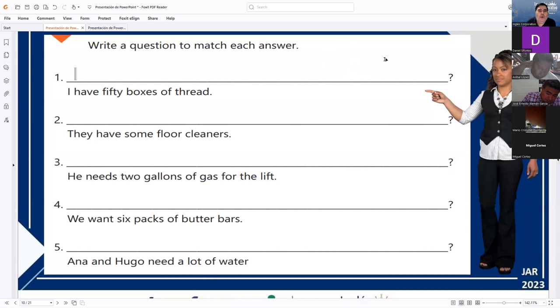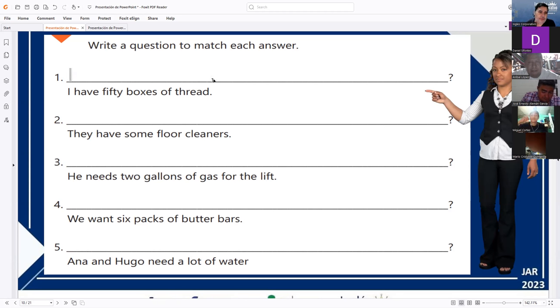So let's see. Here we're going to write a question that corresponds. The answer says, I have 50 boxes of thread. Peter, what is thread? Thread is the one that you use for sewing, right? You have the tip, put it into the needle, and then make a knot, and you begin sewing using thread. Okay?